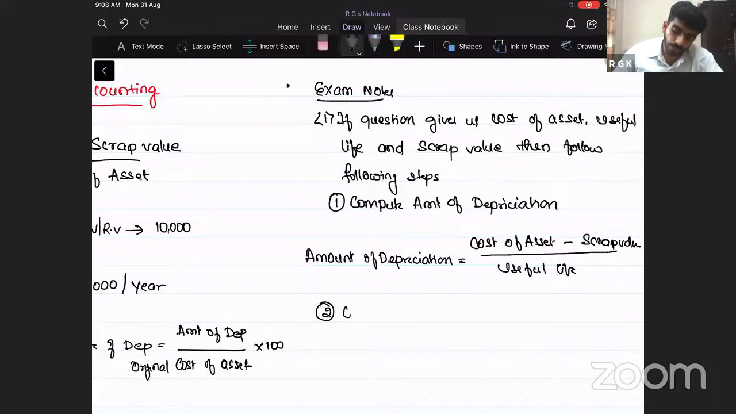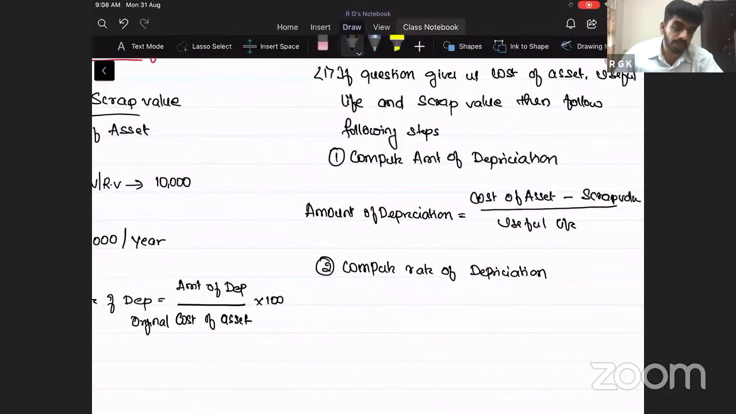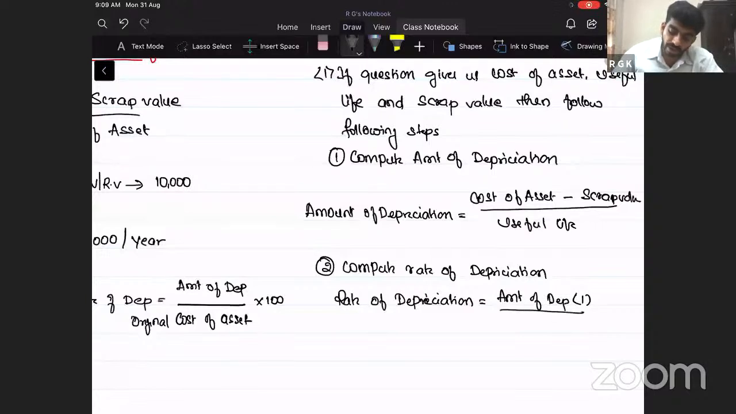Step 2, compute rate of depreciation. How will you compute? Rate of depreciation is equal to amount of depreciation. Here you can write in bracket point number 1, because amount of depreciation you have found out here. Amount of depreciation divided by original cost of asset, multiplied by 100.